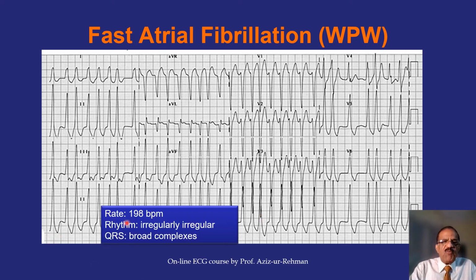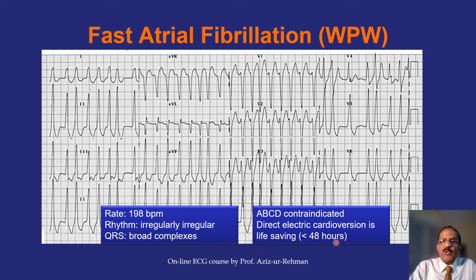So the rate is 198 beats per minute. The rhythm is irregular, and the QRSs are broad complexes, and it should be treated with cardioversion. A, B, C, D should be avoided. A is adenosine, B is beta blocker, C is calcium channel blocking agents, and D is digoxin, because all these drugs slow down conduction through the AV node and can actually promote or accelerate conduction through the anomalous pathway, and the ventricular rate may actually increase.